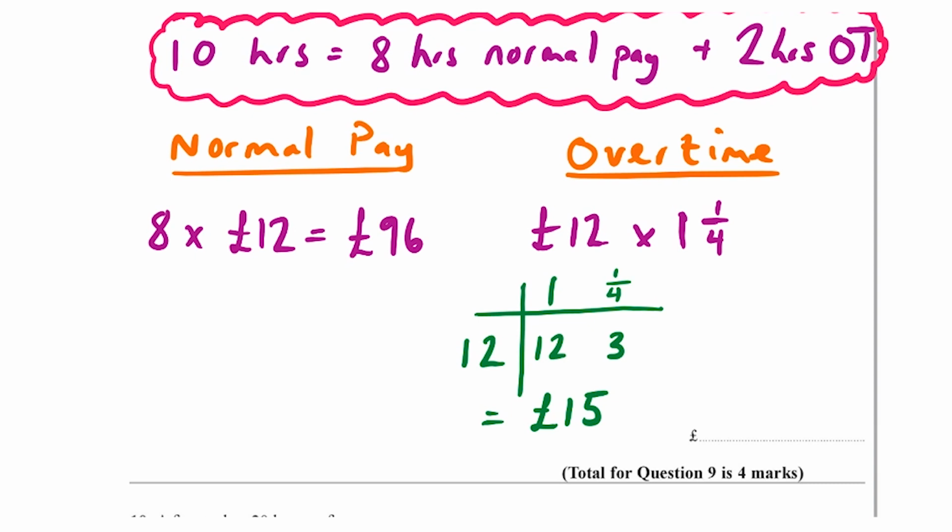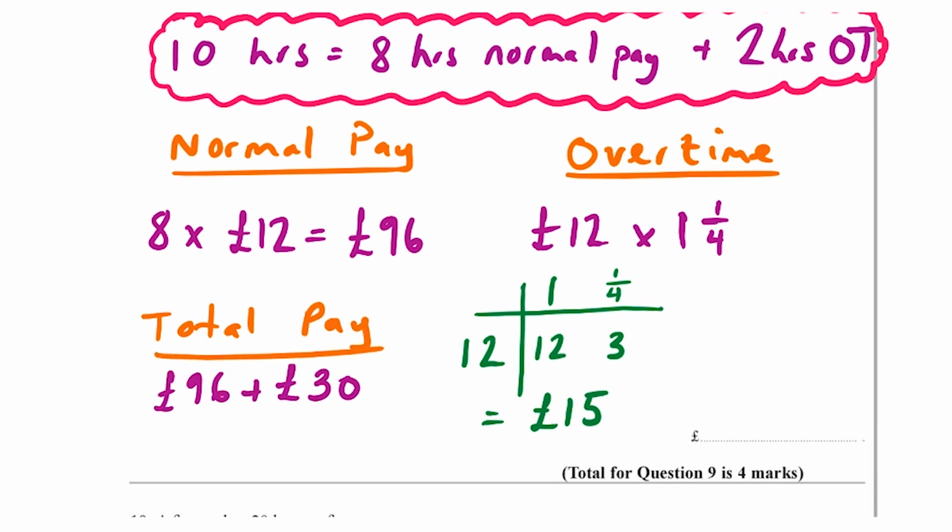And he did 2 hours of overtime. So 2 times 15 is £30. So his pay for those first 8 hours was £96. He earned another £30 of overtime. So the total is £126.